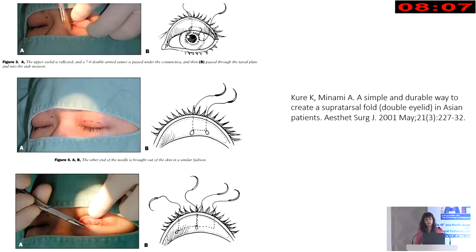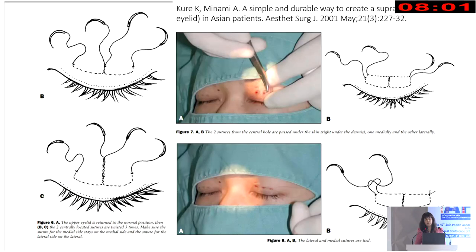Normally I use 7-0 Prolene. You can use 6-0 Ethilon also. Once the two U-shaped sutures come out at the skin, there's one U-shaped suture and another U-shaped suture which has passed transconjunctivally and come out to the skin. The two sutures are twisted in the center, and then the medial U-shape goes back under the skin to the medial, and the lateral U-shape needle goes back to the lateral, and the knots are tied and cut. It's a very simple technique.